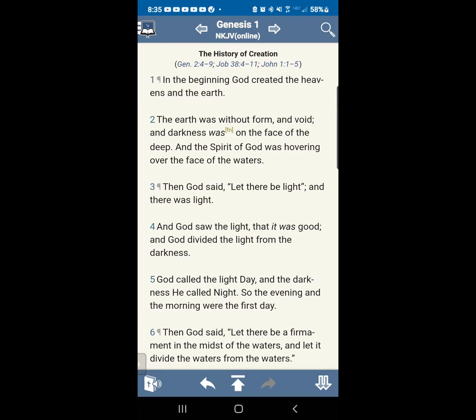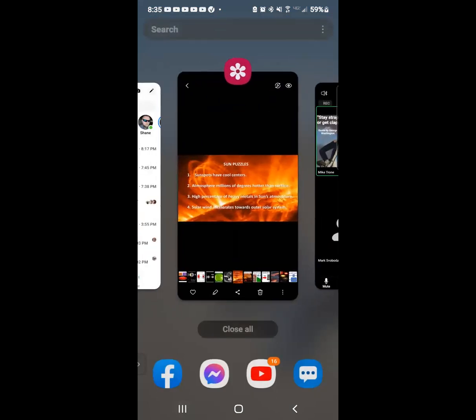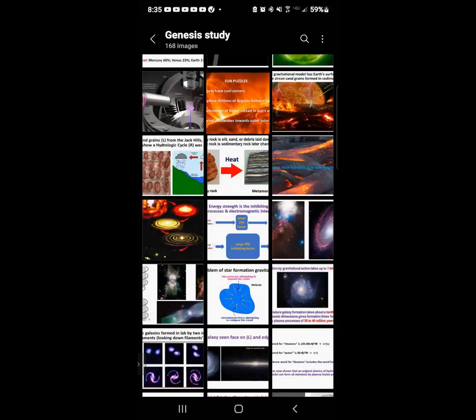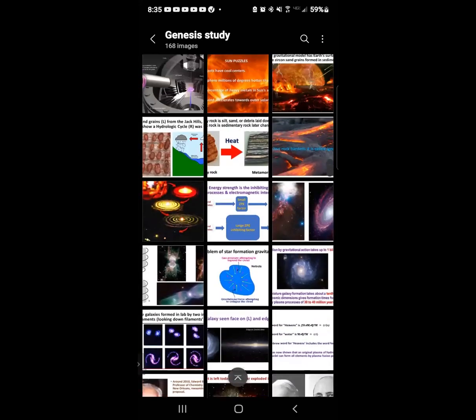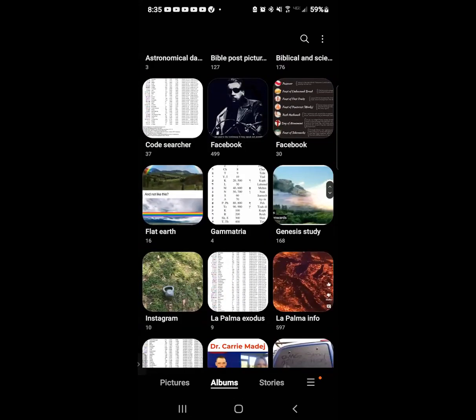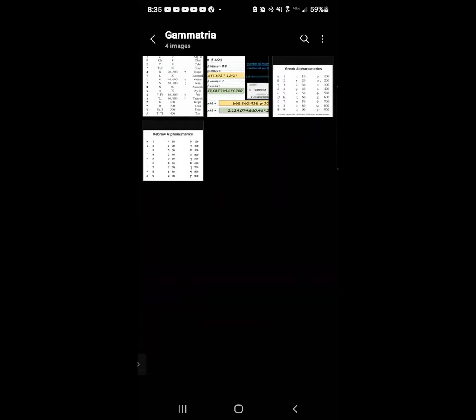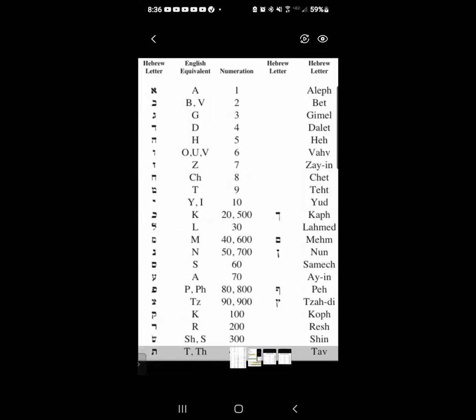An amazing book. Now, before I go into the plasma physics associated with this, I want to make this point. So I'm going to go ahead and go to my gallery. So Genesis 1:1 is interesting. It has geometrical value. So let's look at the Hebrew.